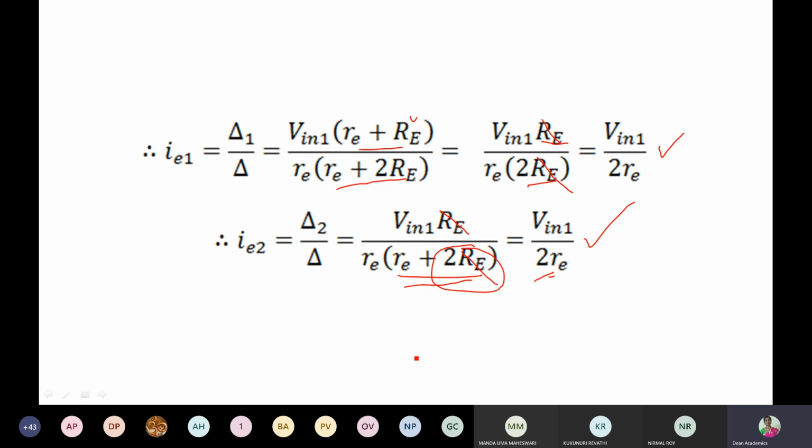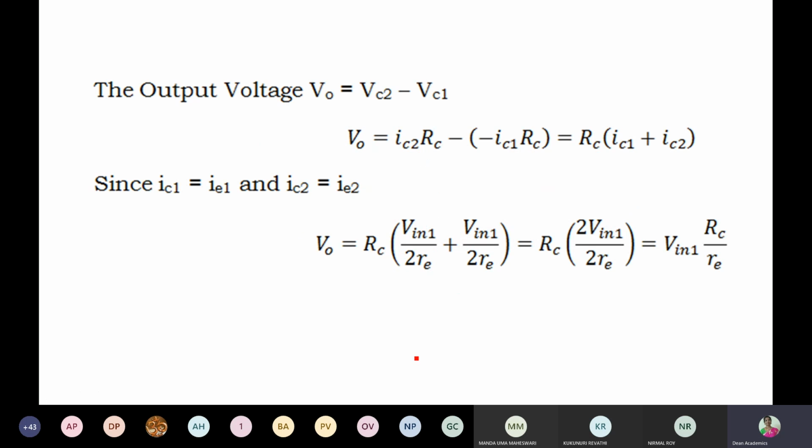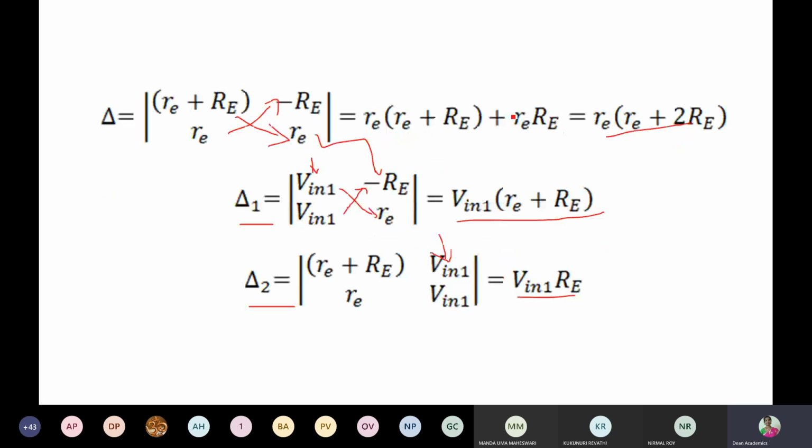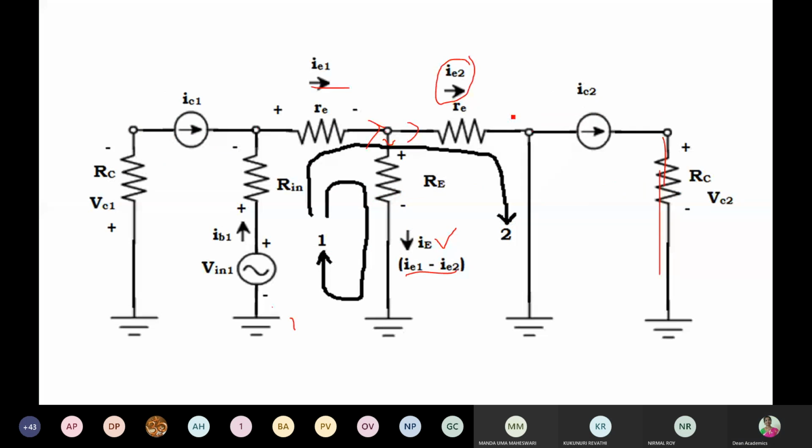After getting the values of IE1 and IE2, what do we do? IC1, IC2, that means after that we calculate V0. The output voltage V0 is equal to Vc2 minus Vc1. Now, what is Vc2? That is Ic2 Rc, and Vc1 we will get as minus Ic1 Rc. Here, let me show you that circuit, why we get minus Ic1 Rc, and then I'll come back. I'll take you to that circuit. Here you can see.